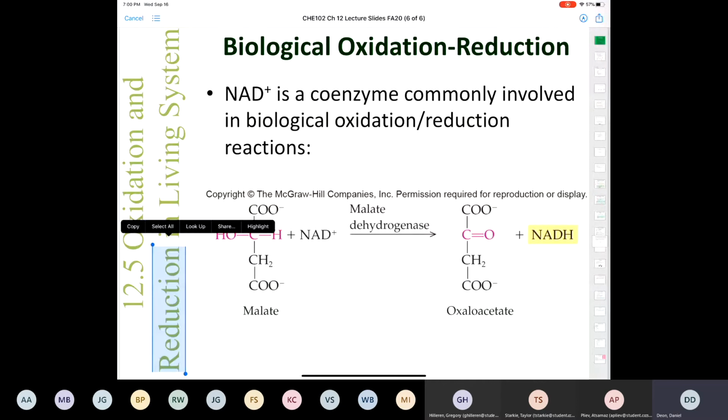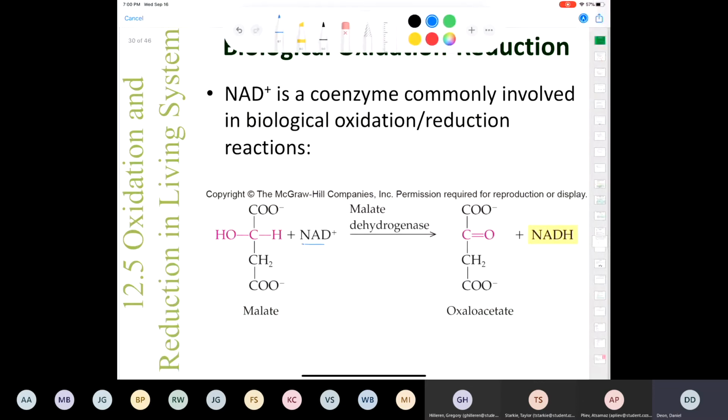And how do I know that NAD plus is being reduced? Because the NAD plus is being converted into NADH. And what did I tell you? That H stands for hydrogen. So this is being reduced, right? So this is reduction, okay?